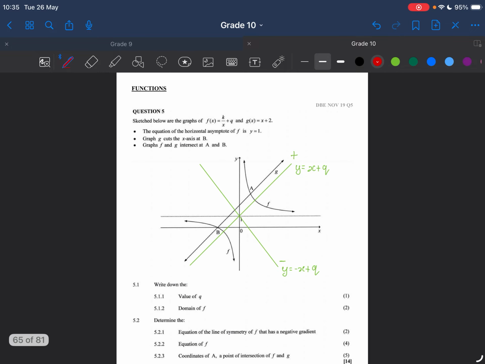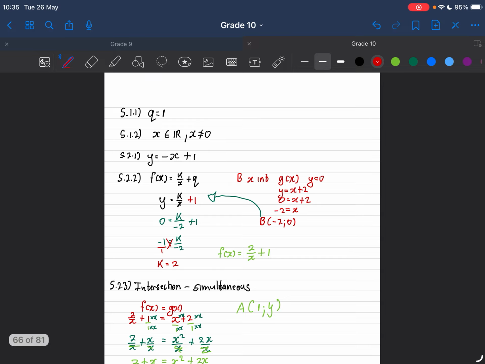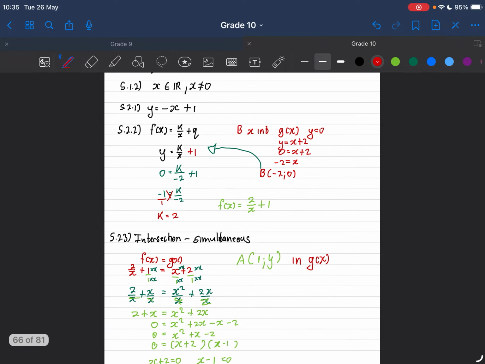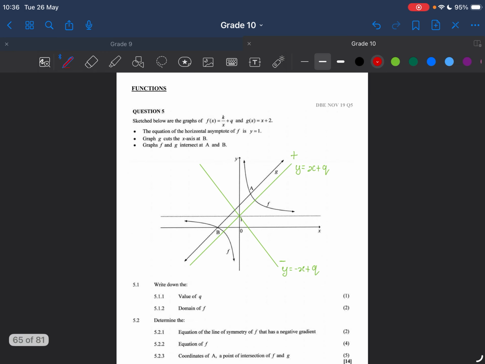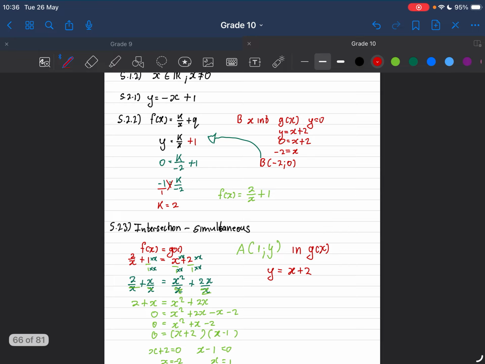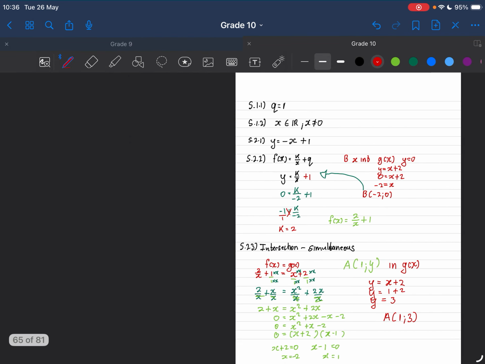Now because A is on both graphs, I can sub it into any graph to find a point. So I'm going to sub it into the easier graph, which is g of x. So basically I'm going to be doing y is equal to x plus 2. That's my equation of the straight line. And then I'm going to sub in y is equal to 1 plus 2. So y is equal to 3. So the coordinates for A are now going to be 1 and 3. Right? And that's the final answer.